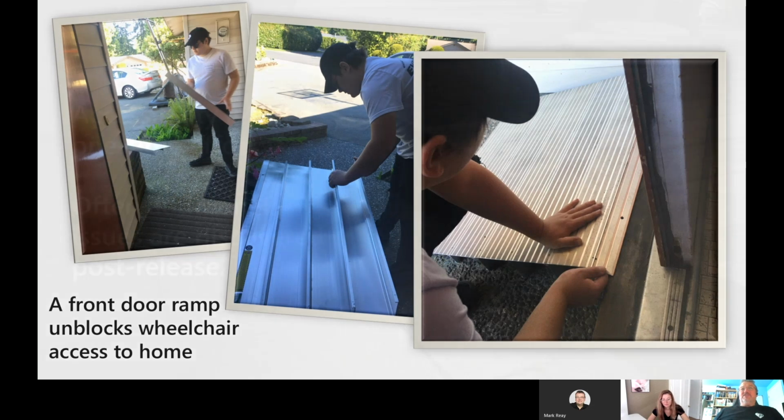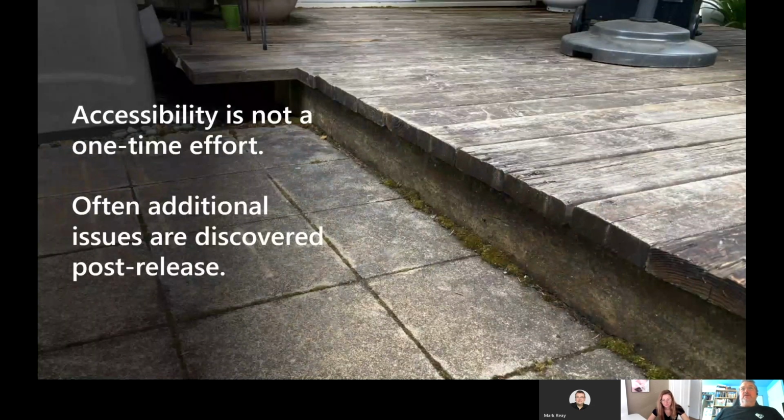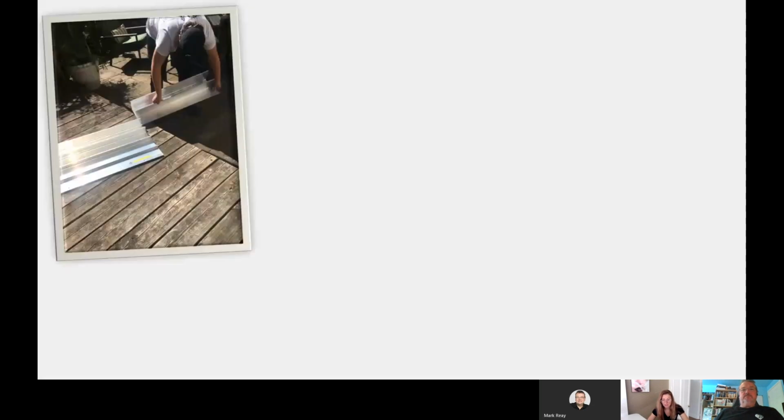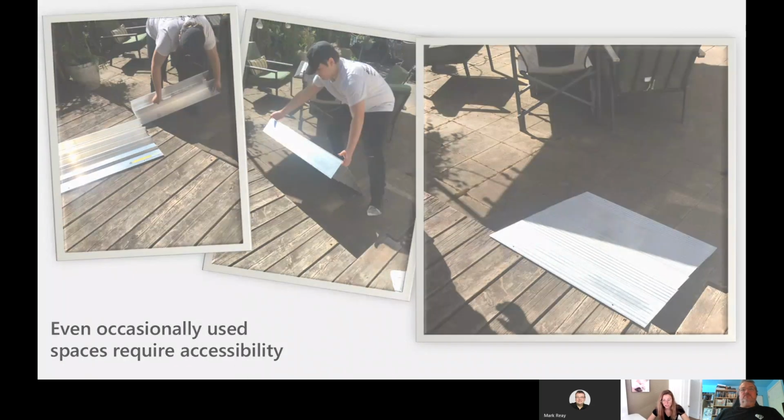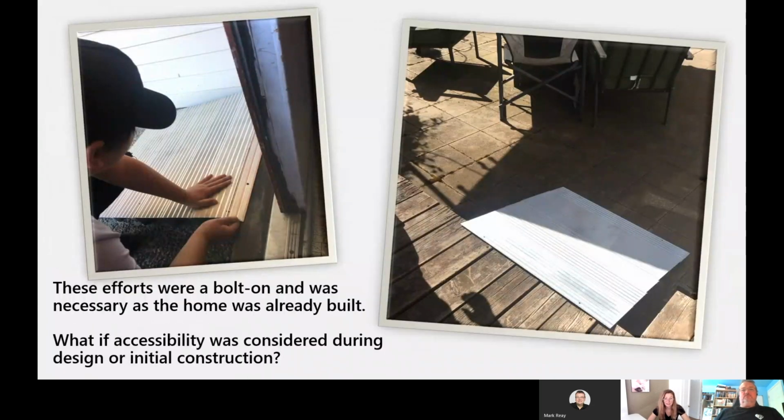Well, soon after this, as the summer weather started, we realized we needed a second ramp to our back, to give my wife access to the backyard and the patio to enjoy those summer days. That makes me think of how accessibility is not a one-time effort. It is a continuous journey to address our users' needs as they come to us.